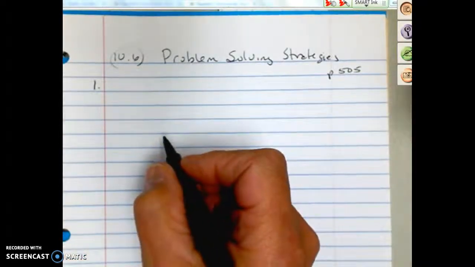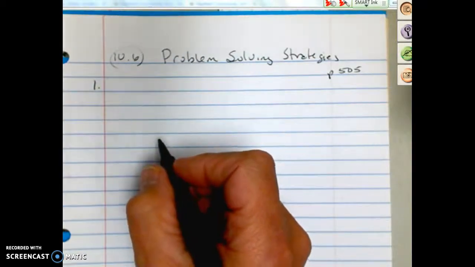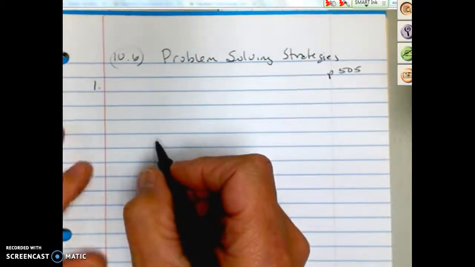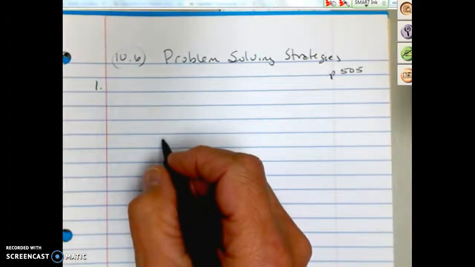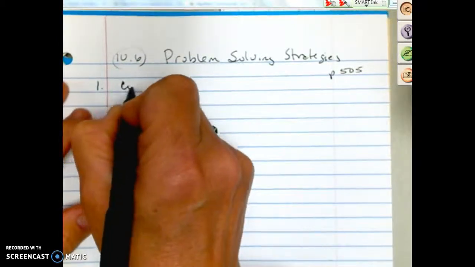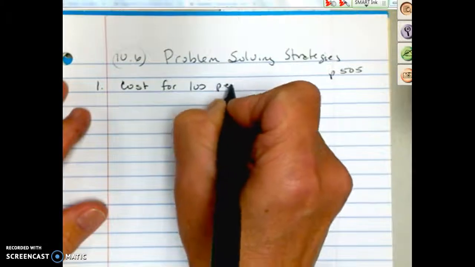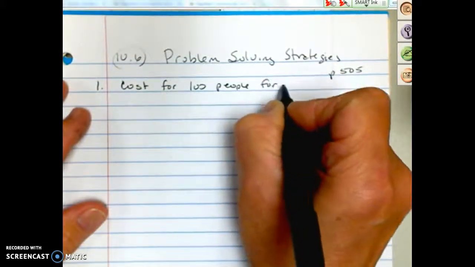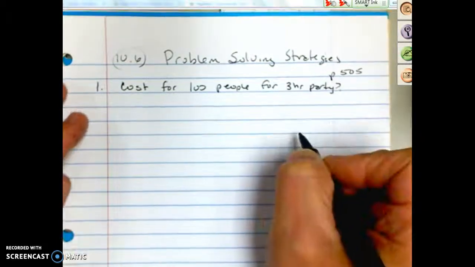We're going to break all of these into small parts. So we're talking about a neighborhood party, and we're going to use the table below to find the total cost for 100 people to attend a 3-hour neighborhood party. So what is our question? We want to know the cost for 100 people for a 3-hour party. That's what we're trying to figure out.